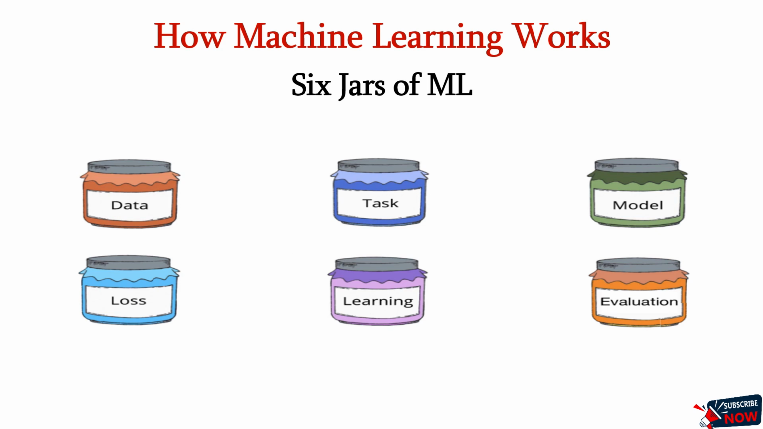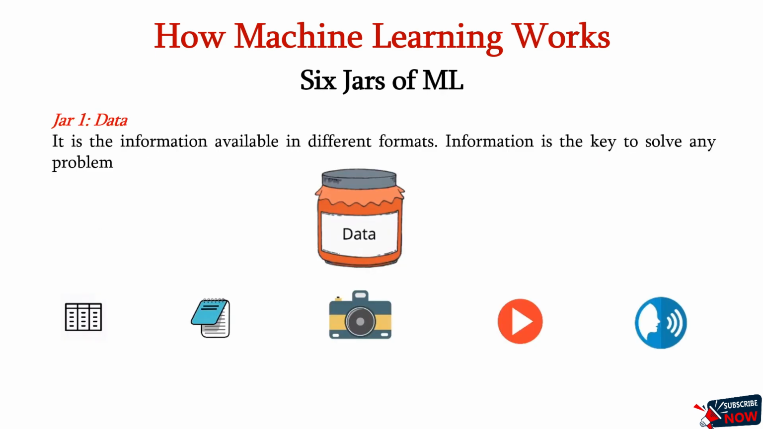Now let us see how machine learning works. We have 6 jars of machine learning, namely data, task, model, loss function, learning algorithm, and evaluation. Let us see about these jars one by one.